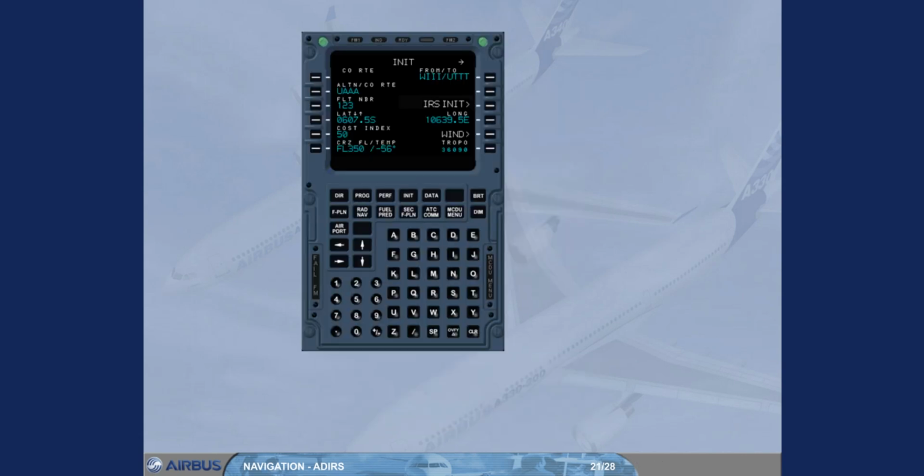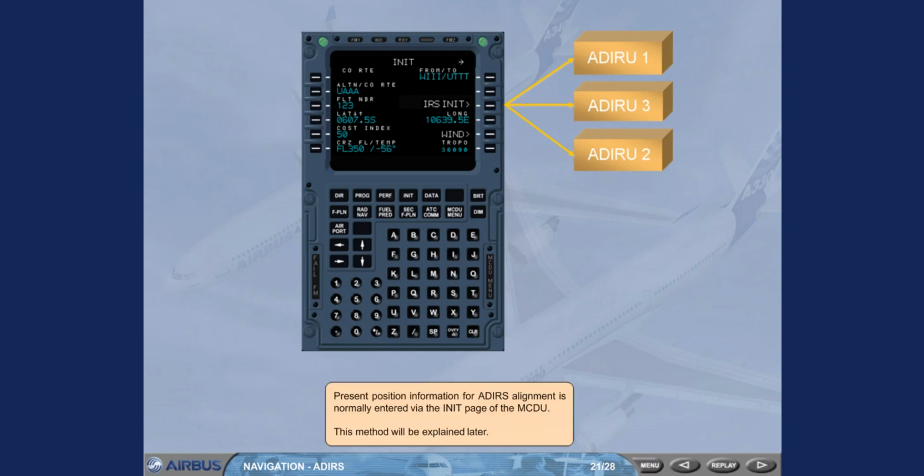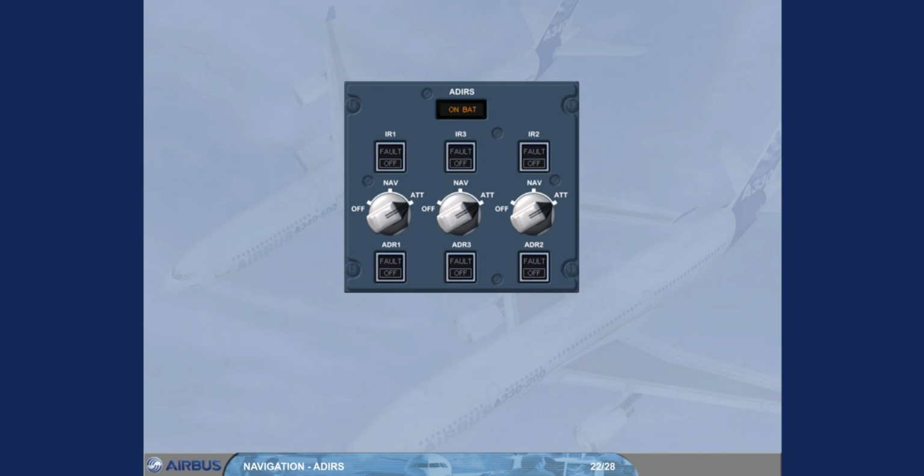Present position information for ADIRS alignment is normally entered via the INIT page of the MCDU. This method will be explained later. The following items can also be used in case of given failures. The ATT position of the ADIRS selectors allows the selection of this IR mode, providing only heading and attitude information.